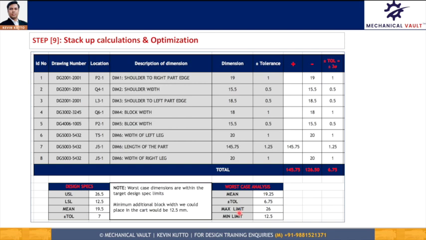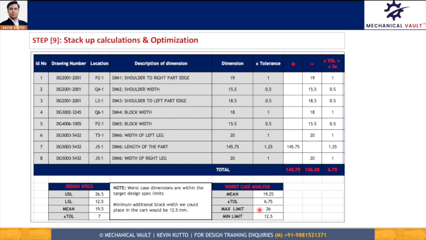Now, the maximum limit here is going to be mean plus the tolerance. So 19.25 plus 6.75, which is 26. That is the maximum limit. And the minimum limit here is 19.25 minus 6.75, which is 12.5. That is how I got the minimum limit and maximum limit.